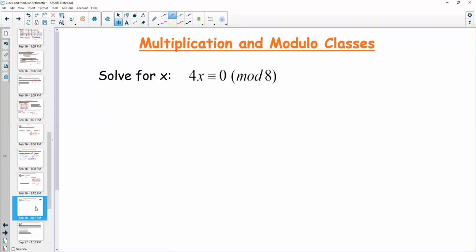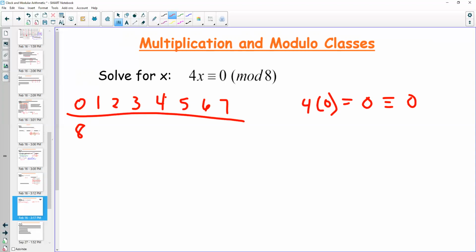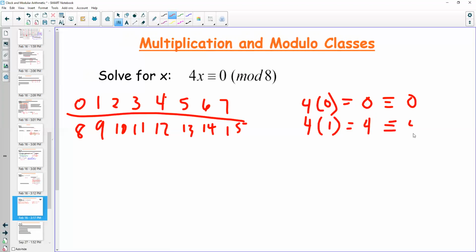We're going to try this one in mod 8. So let's see how it works. We're going to do our multiplication chart first. So I'm going to do 4 times 0. Well, that's going to be 0. And that's still going to be equivalent to 0. I'm going to make my chart 0, 1, 2. Okay. 4 times 1 is going to get me 4. That's still going to be equivalent to 4. 4 times 2 gets me 8. That is equivalent to 0. 4 times 3 gets me 12.